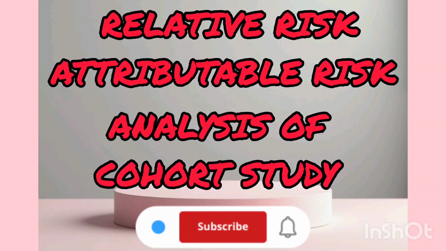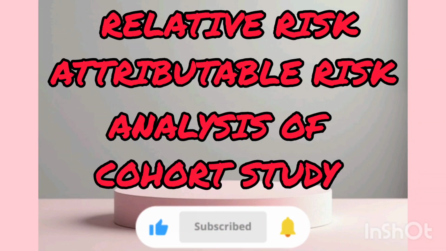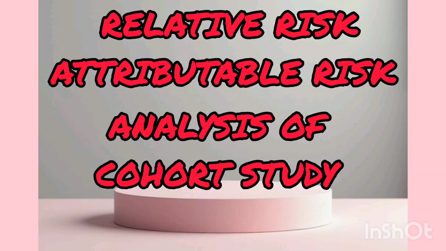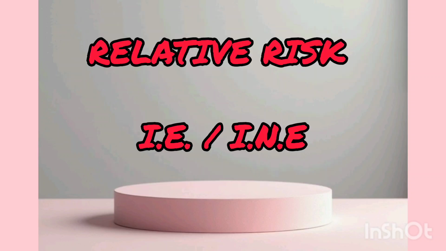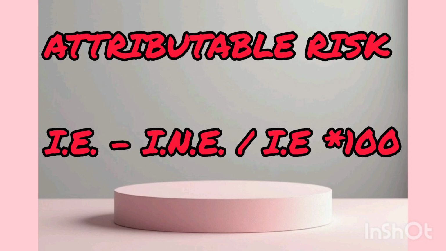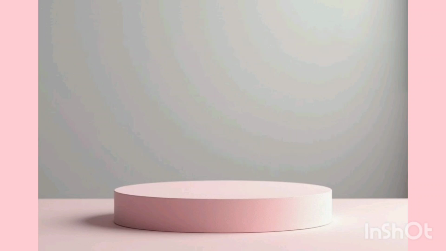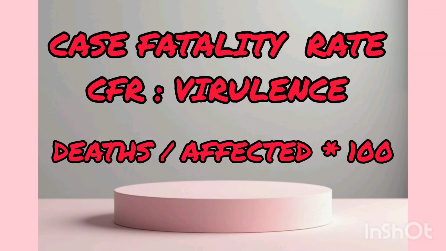Next up, we have relative risk and attributable risk, both used for analysis of cohort study. Relative risk is the ratio of incidence among exposed divided by incidence among non-exposed, and attributable risk is incidence among exposed minus incidence among non-exposed, divided by incidence among exposed, into 100. Next up, we have the case fatality rate, CFR, or virulence. It is the number of deaths divided by number of people affected, into 100.